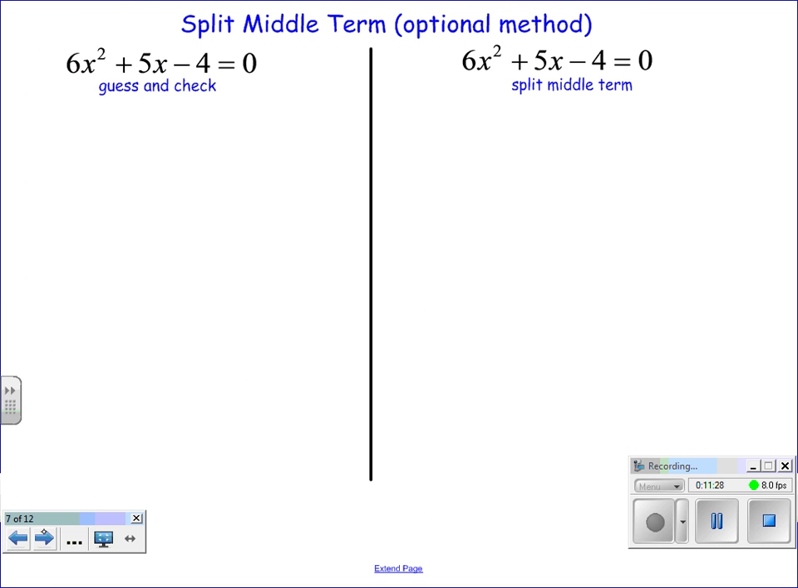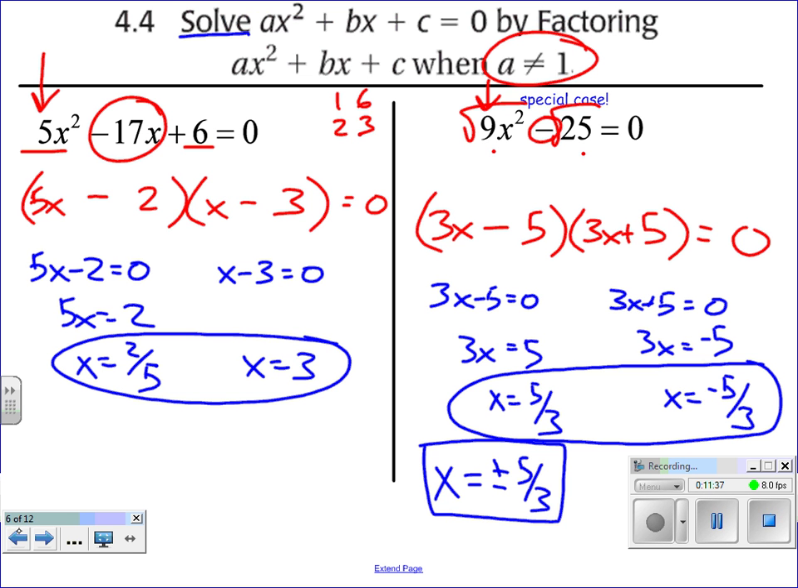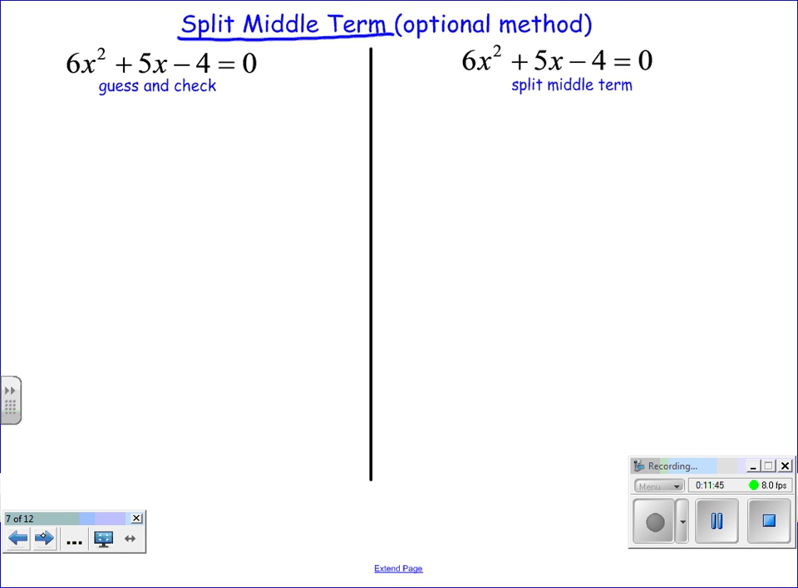All right, now, what I'm going to introduce here is a system called split middle term. Now, this is an optional method. So a lot of people looking at this last slide here almost do like this guess and check method where you put the things in positions and make sure it works out. Well, we could do the same problem, but use a different method. So this is called split middle terms.